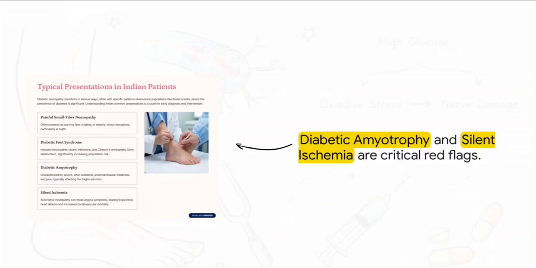Another terrifying red flag is silent ischemia. Remember that autonomic neuropathy we just talked about? Well, it can completely blunt the body's warning signals for angina. That means a patient can literally suffer a massive myocardial infarction without ever feeling the typical crushing chest pain.